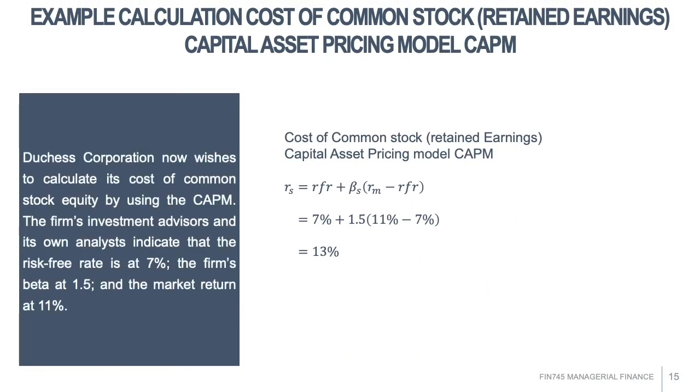This is an example calculation of common stock retained earning by using the capital asset pricing model, CAPM. Duchess Corporation now wishes to calculate its common stock equity by using CAPM. The firm's investment advisors and its own analysts indicate that the risk-free rate is 7%, the firm's beta is 1.5, and the market return is 11%. So the cost of common stock by using the CAPM model is RFR 7% plus beta for company 1.5 times 11% market return minus 7%, which is the RFR. So you get 13%.